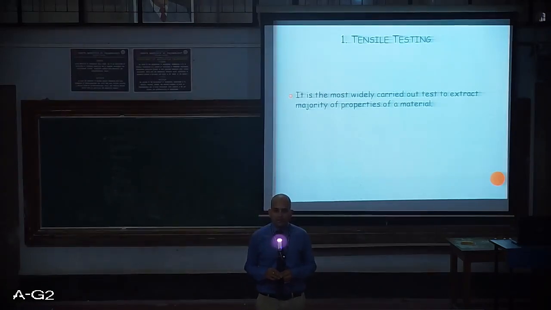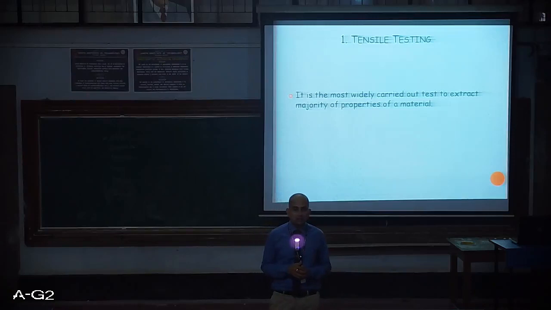that is being done in worldwide labs to understand the maximum properties of a material. How is this test being done? To tell you briefly, the material on which the test is to be done is taken. It is machined as per certain standards in the lathe machine. Then it is brought into the UTM machine. UTM means universal testing machine.